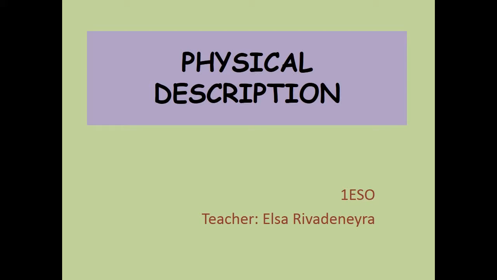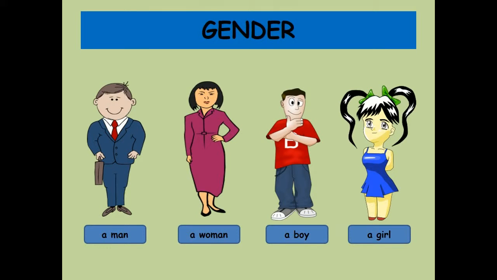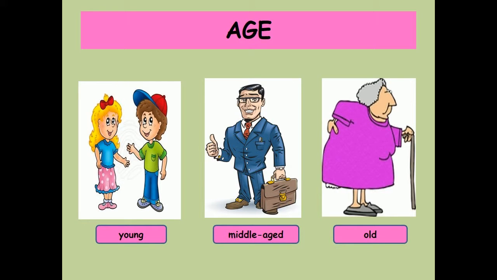We have to learn the basic vocabulary of adjectives to describe a person. A person can be a man, or a woman, or a boy or a girl. This is the gender of the people. A person can also be young, or middle-aged, or old, and this refers to the age of the people.